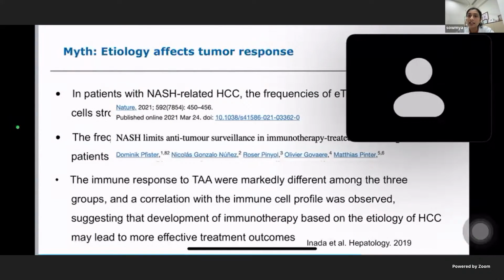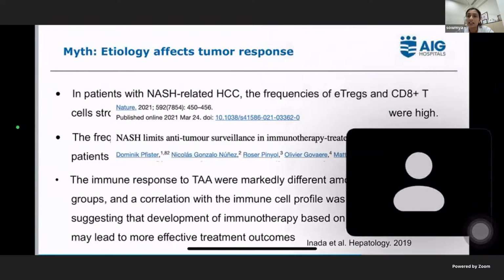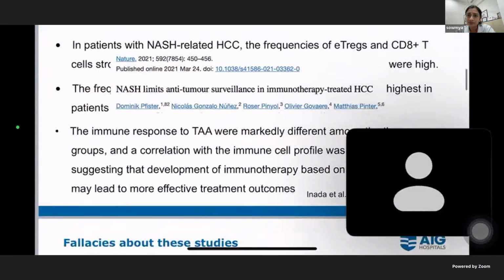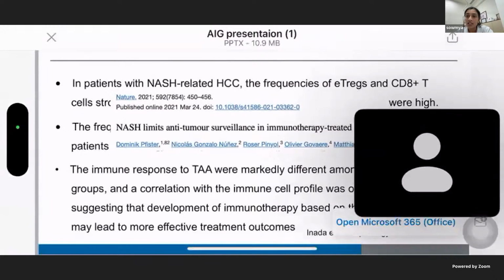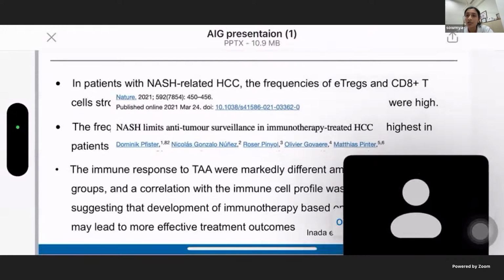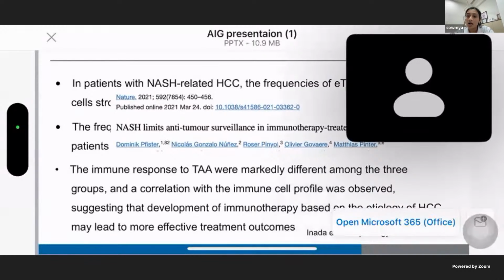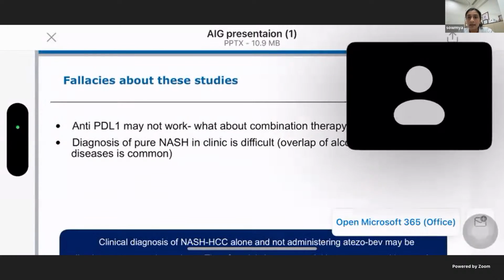The next myth is that etiology affects tumor response. In patients with NASH-related HCC, the frequency of T regulatory and CD8 cells strongly expressing CTLA4 was high, and it was a conception that NASH limits anti-tumor surveillance in immunotherapy-treated HCC. However, both IMbrave and HIMALAYA trials showed that even NASH-related and non-viral etiology of HCC had much better overall survival and PFS when compared to sorafenib therapy in patients with advanced HCC.